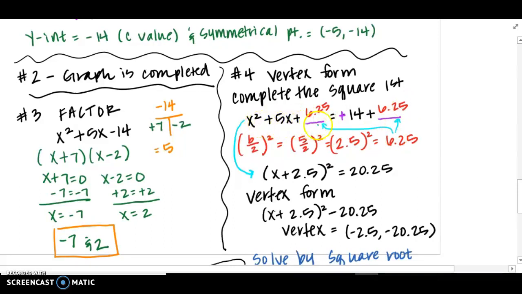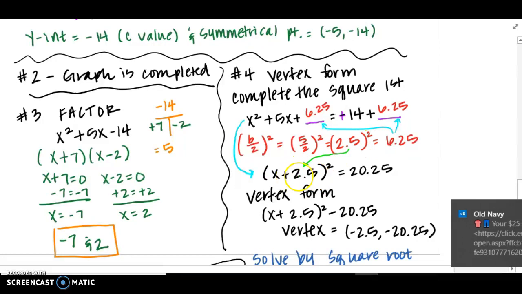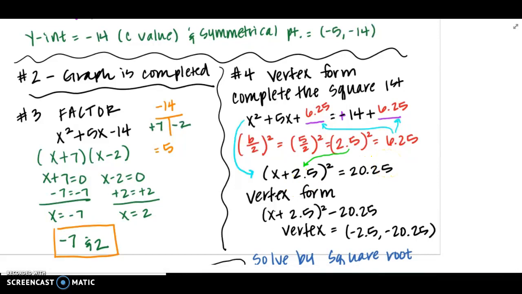Now, don't forget, that's a perfect square trinomial right there that you need to write as a binomial square. So x plus 2.5 quantity squared. Whatever it is before you square it, you can write in there in your parentheses. So x plus 2.5 quantity squared equals 20.25. The 20.25 came from this piece over here. 14 plus 6.25 on the right side is 20.25. One move and you have it in vertex form, bring that 20.25 to the other side.